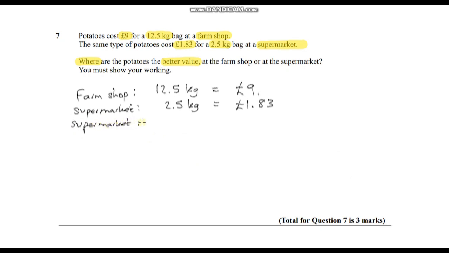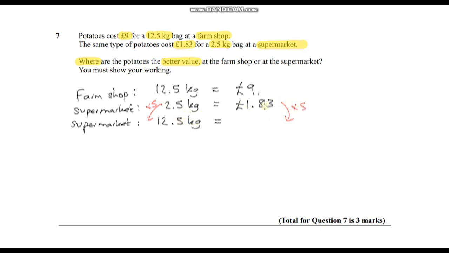So let's say we went to the supermarket and we bought 12.5 kilograms. How much would that cost? Well, to go from 2.5 to 12.5, we're multiplying by 5. And if you didn't know that, you could just do 12.5 divided by 2.5. So that would give us 5. So we know it's going to be 5 times as expensive, or 5 times the cost.